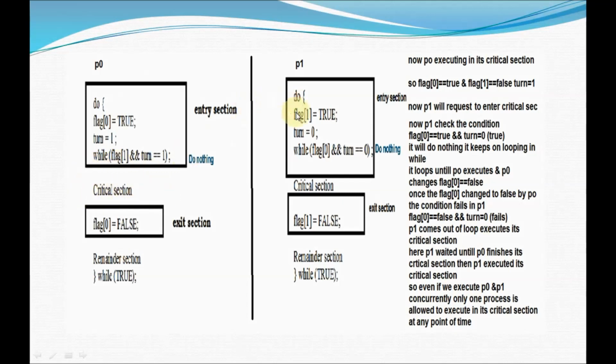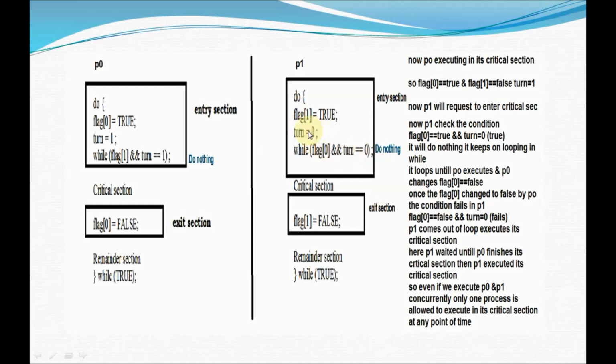But in the middle, P1 is requesting to enter the critical section. Now we will see how it is going to work. Now P1 will request to enter the critical section. P1 will check the condition, because it is requesting to enter the critical section, but P0 is still executing in its critical section. So P1 will check the condition: flag 0 is equal to true and turn is equal to 0. Yes, you can see here flag 0 value is true. It is changed by P0, right? So flag 0 is equal to true. Yes, this part of the while condition is true. Turn is equal to 0.